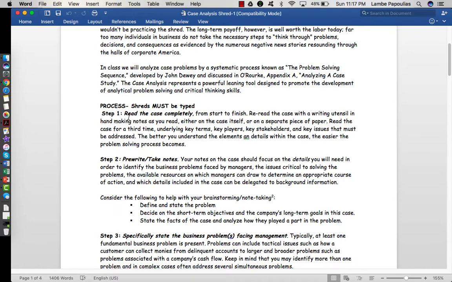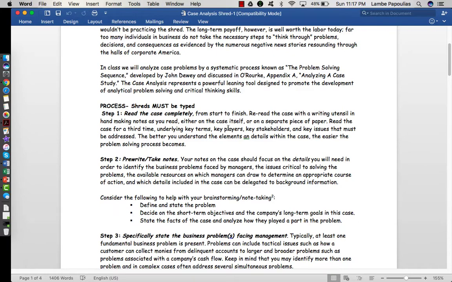Read the case for a third time, underline key terms, key players, key stakeholders, and key issues that must be addressed. The better you understand the elements and details within the case, the easier the problem solving process becomes. So, this is why I recommend reading it 3 times. The first time you read it, you don't take any notes. The second time you read it, you take notes. And the third time you read it, you really look into the key terms, the key players, and you underline these issues so you have a good understanding.